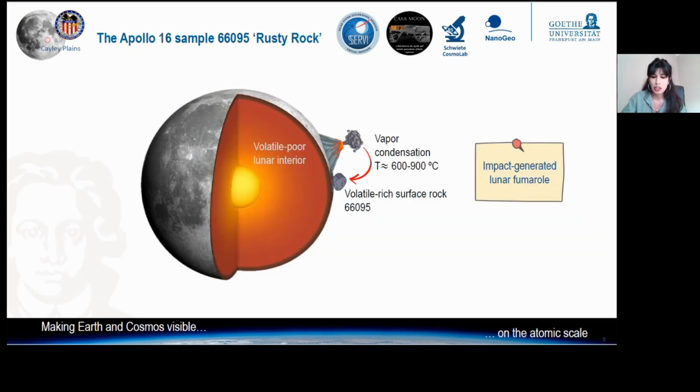The geochemistry of 66095 is consistent with volcanic outgassing models. The sample formed by condensation of a cooling gas from an ancient impact-generated lunar fumarole in the region of the Kailai Plains. So 66095 is an example of a volatile-rich surface rock, and the volatiles are inherited through vapor condensation from an internal volatile-poor lunar source formed during the thermomagmatic evolution of the moon.